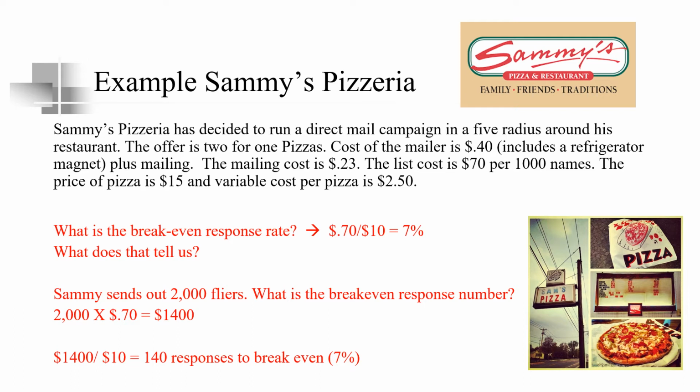So if you give me $15 and it costs me $2.50 times 2, or $5 for the pizza, the gross profit on that is $10. Okay, now if you don't understand that, back up the video and go through this again so that you understand where those two numbers came from.